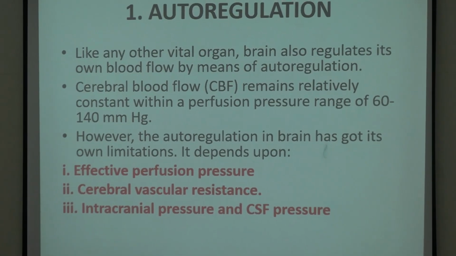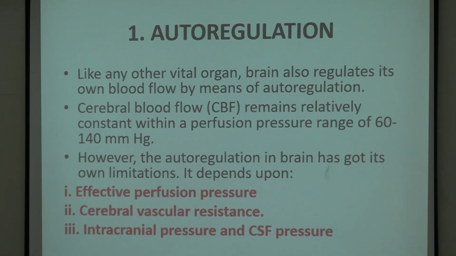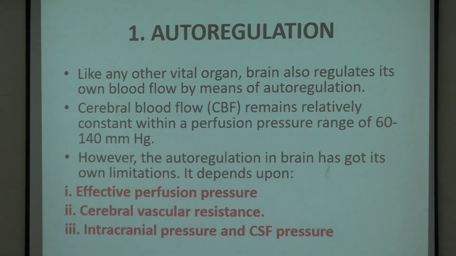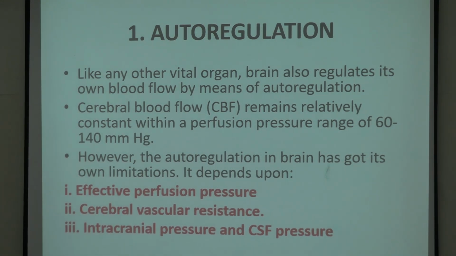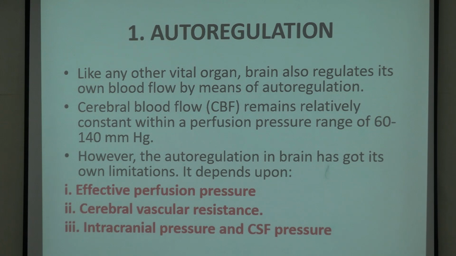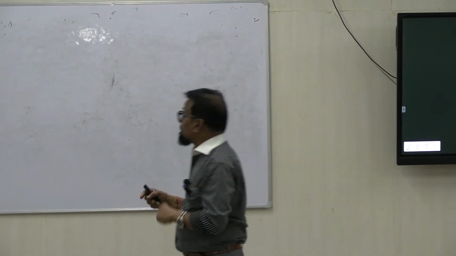What is auto-regulation? Like any other organ, the brain also regulates its own blood flow by means of auto-regulation. Cerebral blood flow remains relatively constant with a perfusion pressure range of 60 to 140 millimeter of mercury. Already I told this. However, the auto-regulation in the brain has its own limitation. It can regulate within this pressure range. Beyond this pressure range, it cannot control. So for that purpose, another controlling mechanism is required.